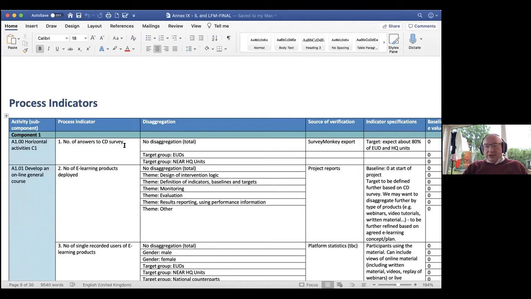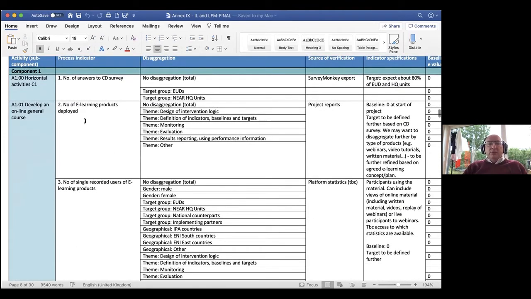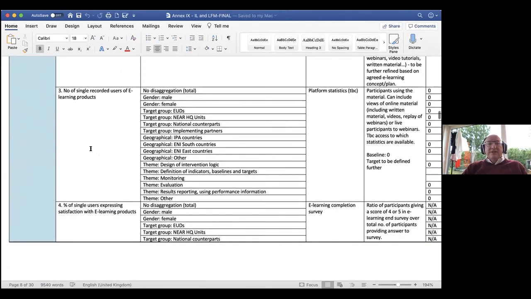What we're doing today was based originally on a survey of all delegations. We wanted to know the number of e-learning products that we have deployed. We don't consider an e-learning product an output. It's a kind of deliverable, but we still want to be able to say we've done X. So it's not an output, but it's a process indicator.